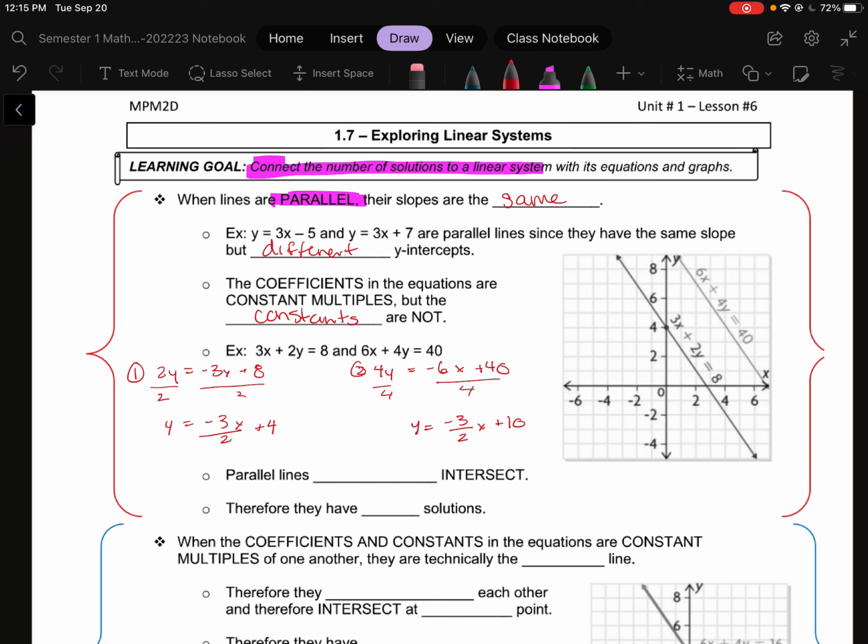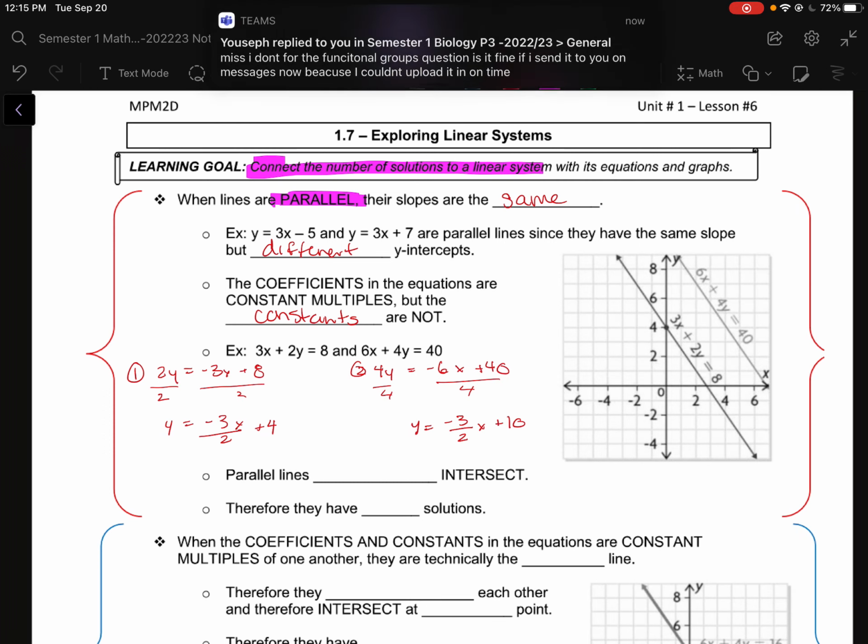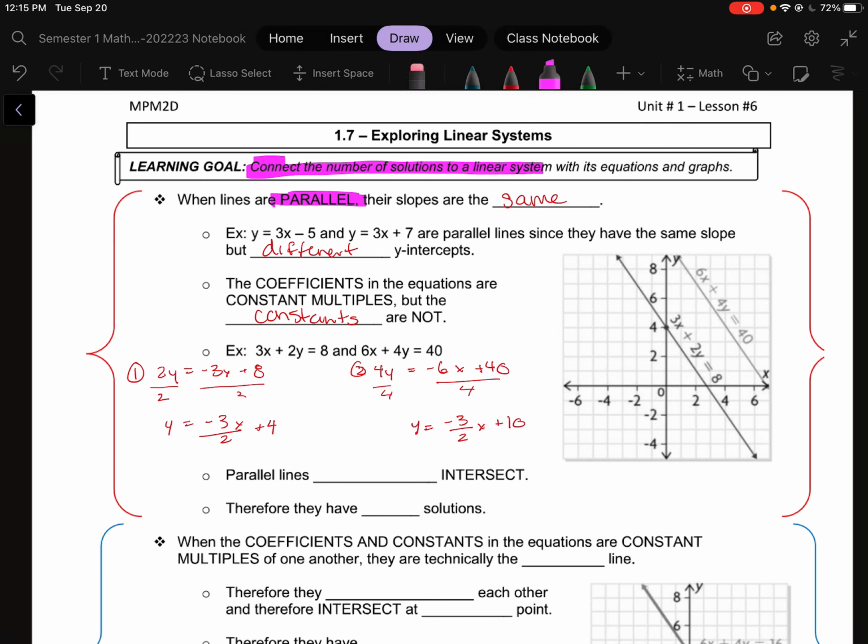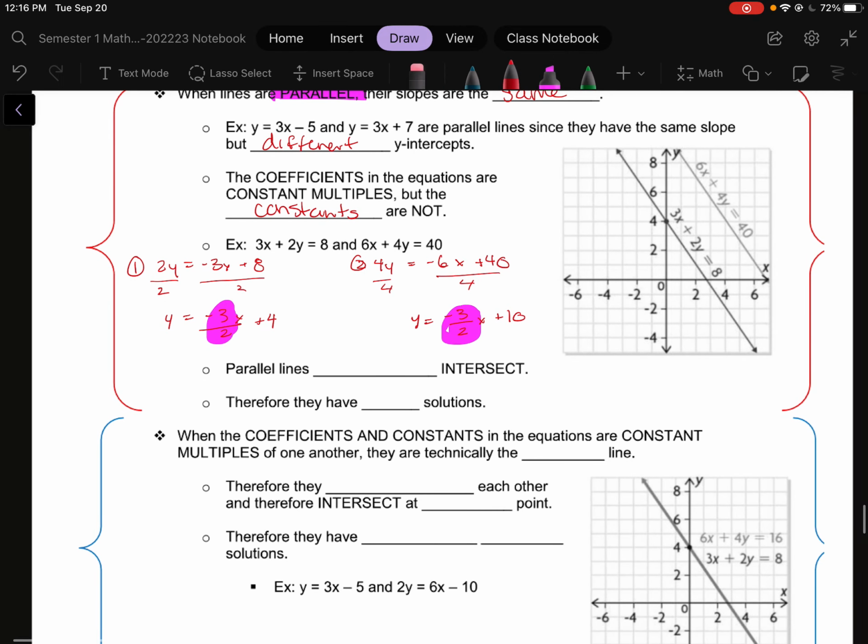This goes to show that even though we have two separate equations that are different, just like on the graph, we have very similar points here. We have negative 3 over 2x and negative 3 over 2x on both sides. That is very important to remember here. So parallel lines in this case never intersect, and therefore they have 0 solutions. Please make sure you write that down. I will pause for 2 seconds to make sure that you have written this all down.